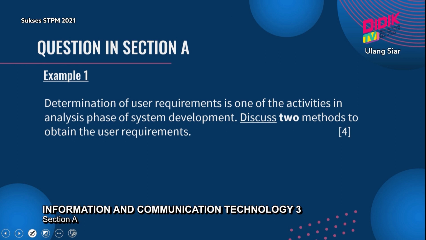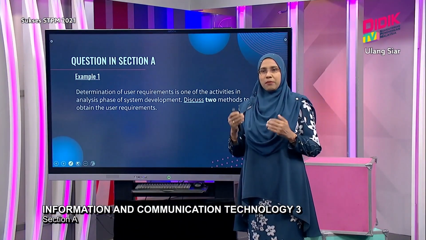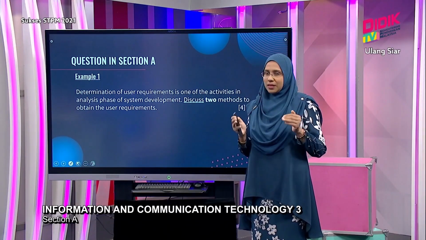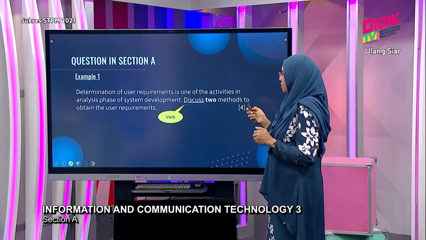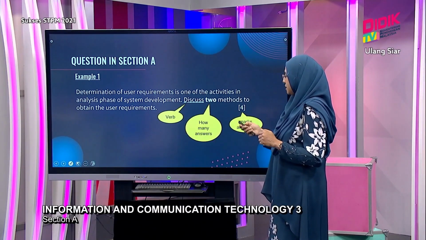The question is asking to discuss, so the verb here is discuss. A longer answer is needed. How many points to discuss? 2 methods, and the marks given are 4, so we can assume 1 point is 2 marks. Usually my students face a problem with how to write and how to do the layout. So look at the verb, the marks, and also how many answers are needed.